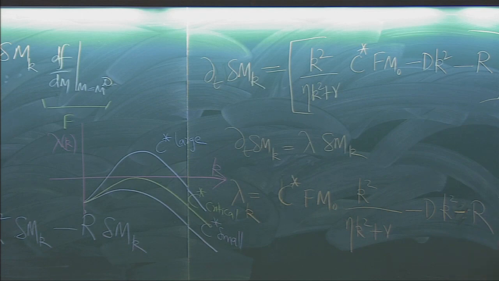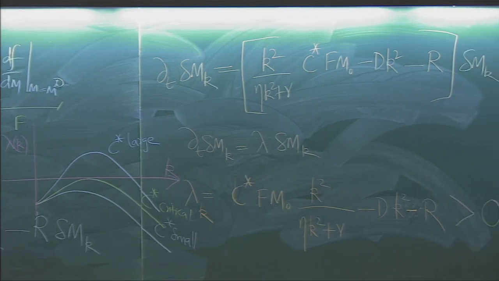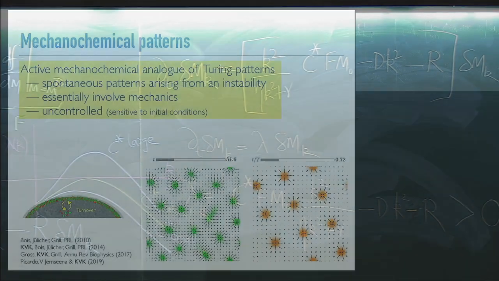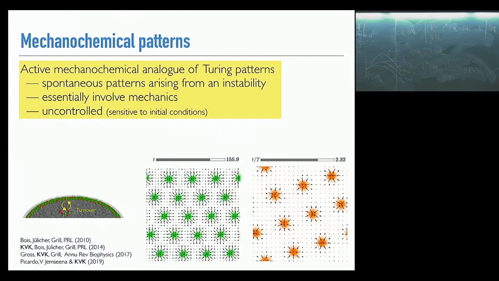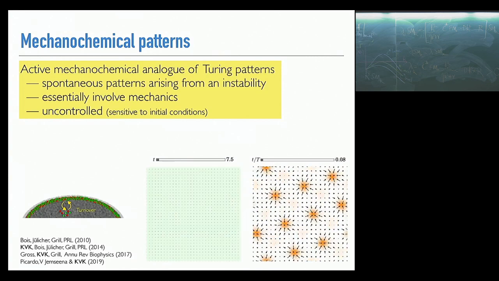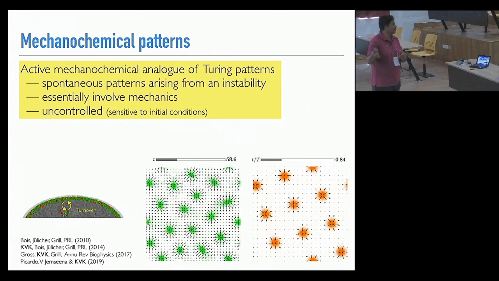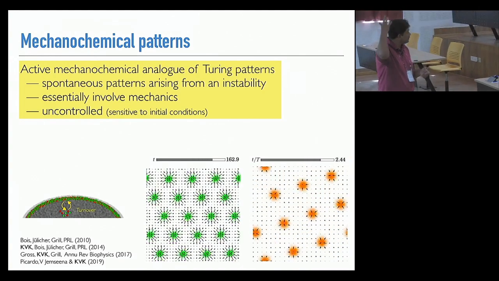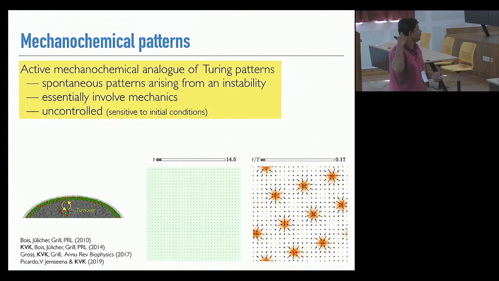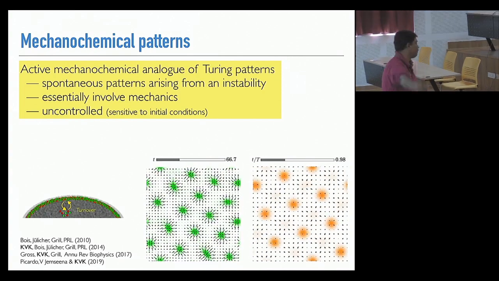All right. But just to emphasize that these are mechanochemical analogs of Turing patterns. So they share the same troubles with Turing patterns. They come from an instability, which means you don't have control on when the pattern comes, where the pattern comes. So the real problems that involve mechanics will couple mechanochemical patterns to signaling. Sources and sinks of flows and so on.